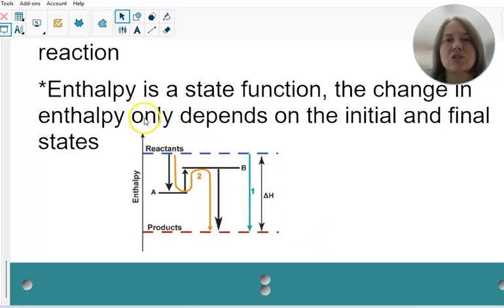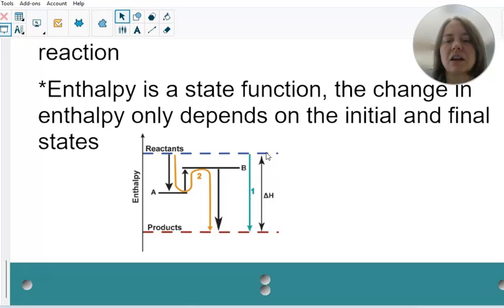So please make this drawing in your notes. We have enthalpy, and there are 2 ways to get there. One way, we go straight from the reactants to the products, and the enthalpy is this change right here between the reactants and the products, the difference between the products and the reactants.